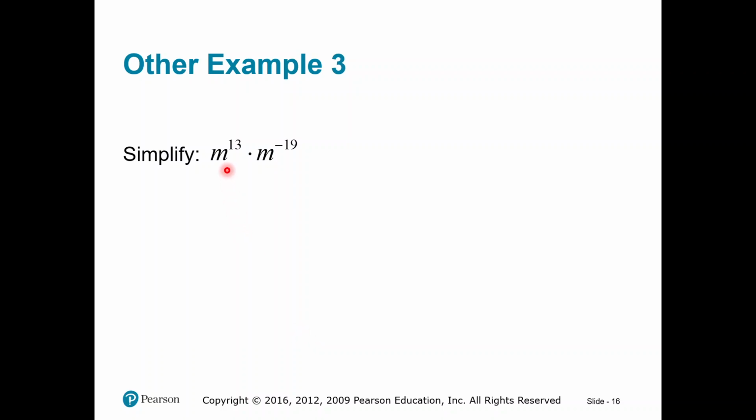Next, m to the 13 times m to the negative 19. Again, I have a product. I have the same base m, different exponents, and so I have to add them. And so 13 plus negative 19, which is negative 6. So m to the negative 6. Now I don't want a negative exponent, and so I have to flip this. So it's then 1 over m to the 6.